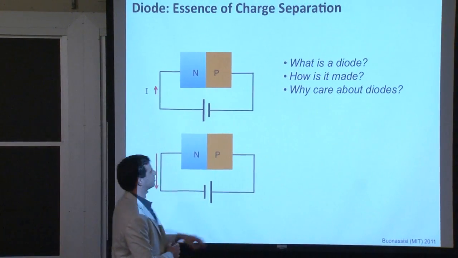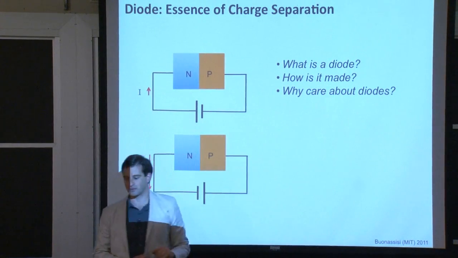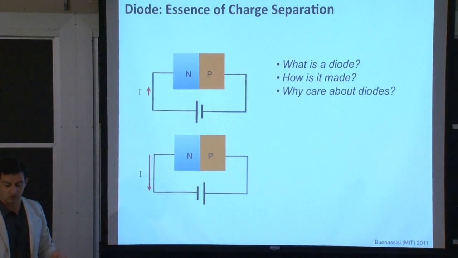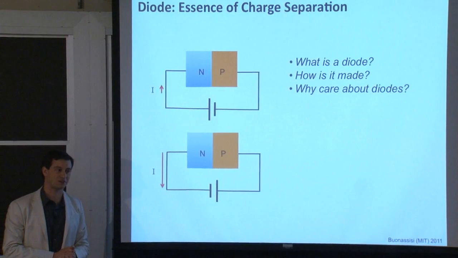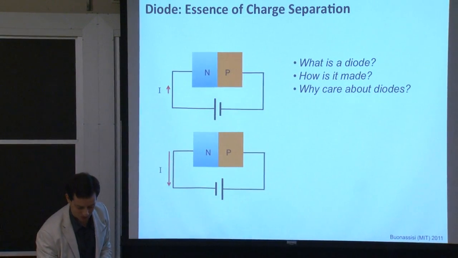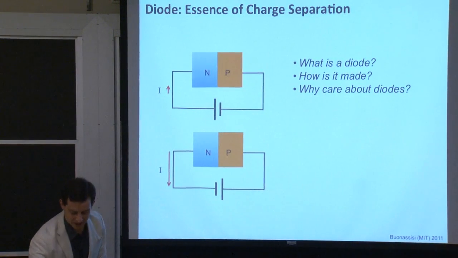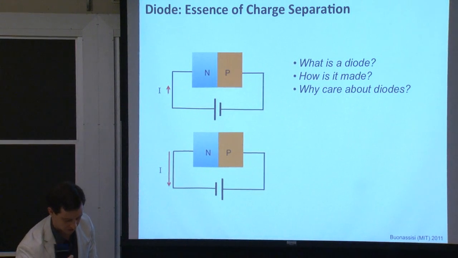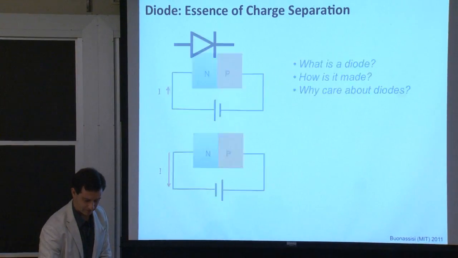Why do we care about diodes? Well, this is the essence of charge separation. And this is what drives the voltage inside of a solar cell device. That's why we care. It's pretty important for at least understanding the traditional semiconductor-based solar cells, like this one here.